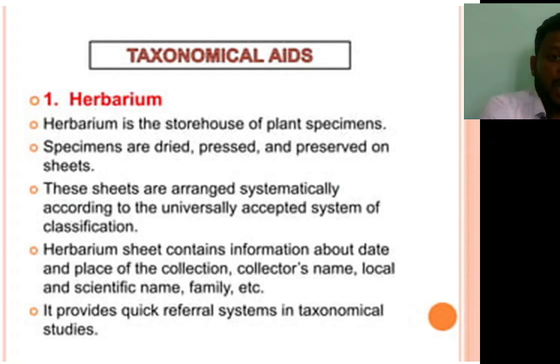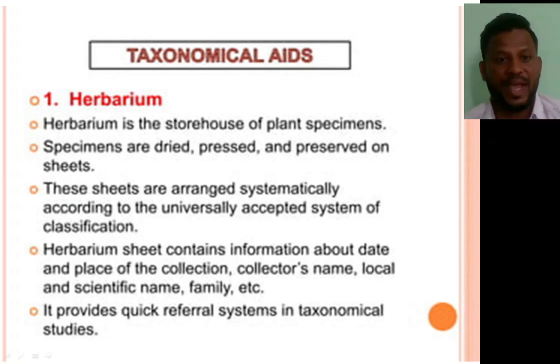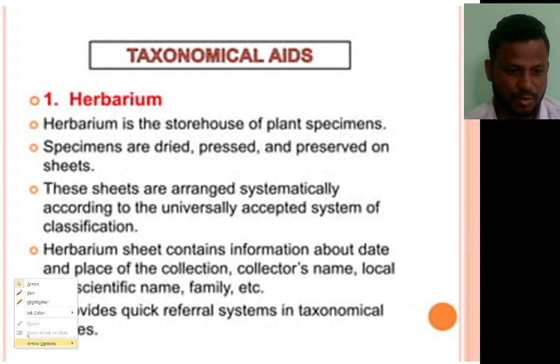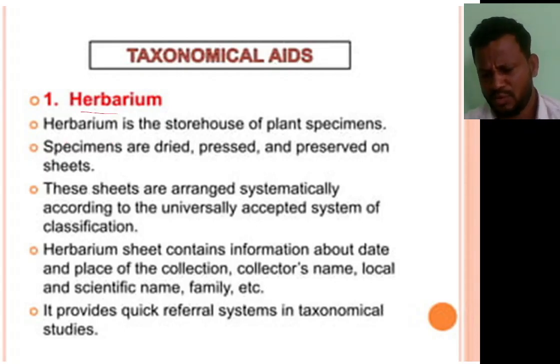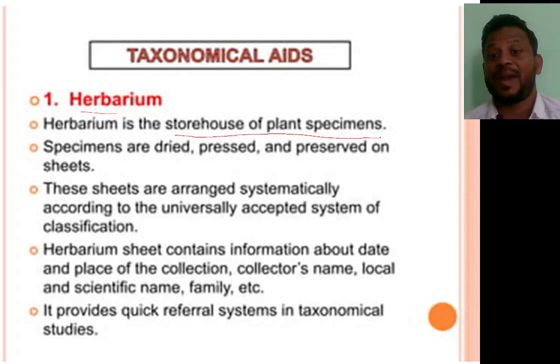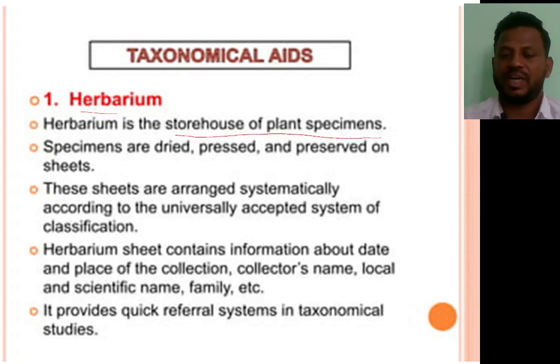Next one is the taxonomical aids, herbarium. First, according to taxonomy, we are going to see herbarium. Herbarium means, by this word we come to know what the herbarium is. Herbarium is the storehouse of plant species, where we store different types of plants in a particular area or a particular building or a particular place. That is known as the herbarium.